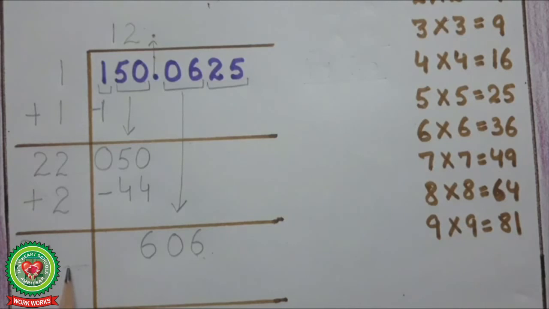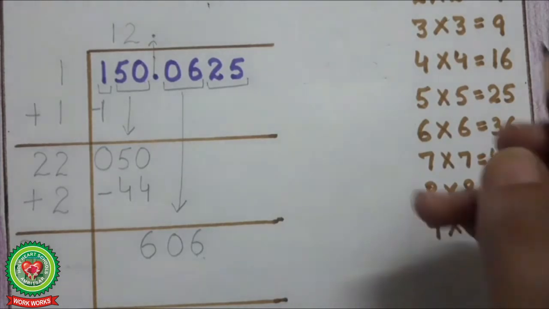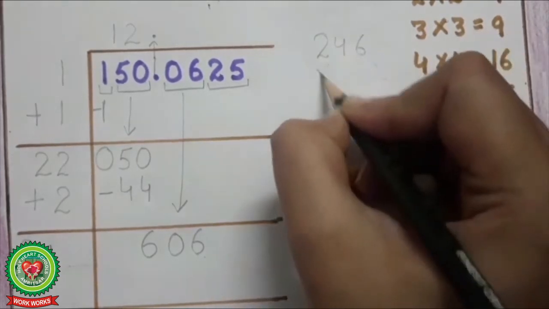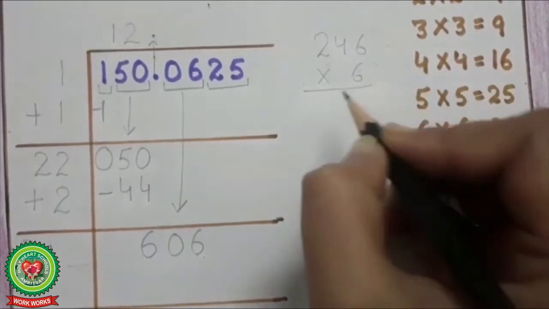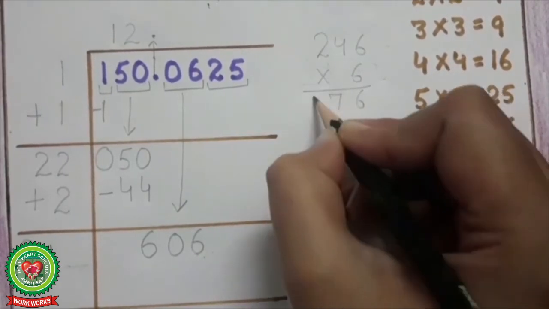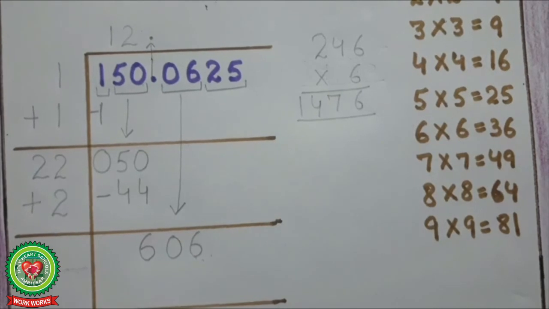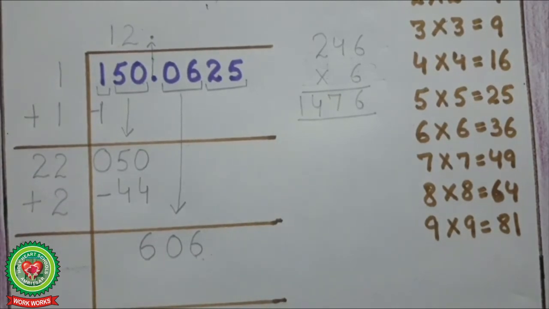If I write 6 with the divisor as well as with the quotient, I have to multiply 246 by 6. So before writing, let's check which number 246 multiplied by 6 will give you. 246 multiplied by 6 will give you 1476, which is larger than 606. So 6 cannot come with the divisor and quotient. That means we have to think about some digit which is less than 6. So let's check one by one.